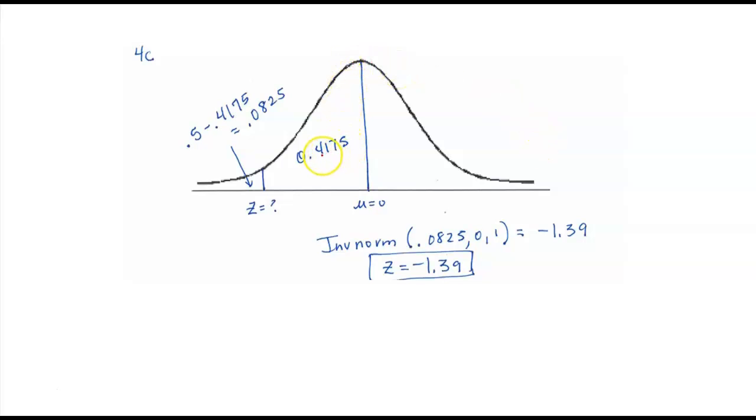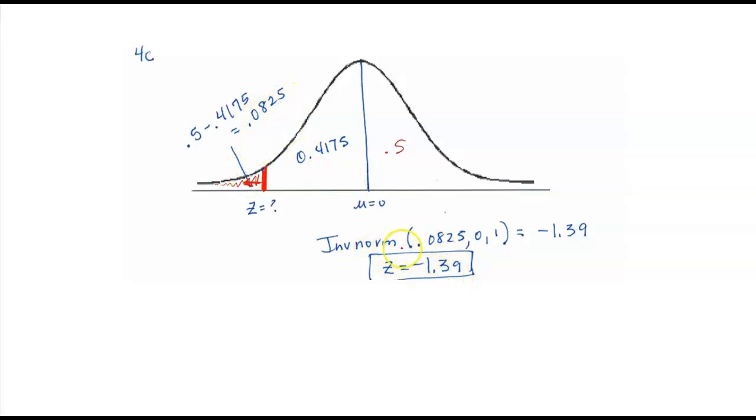Okay, on this one you were given 0.4175 as the area between 0 and the z-score. If I'm trying to find this value, then I need to find the area to the left of it in order to get my calculator to correctly identify it. We know that the whole area is 1, half of it is 0.5, and this half over here is also 0.5. So if I do 0.5 minus this part, it's going to give me the part I'm trying to work with. So this part here is 0.0825.